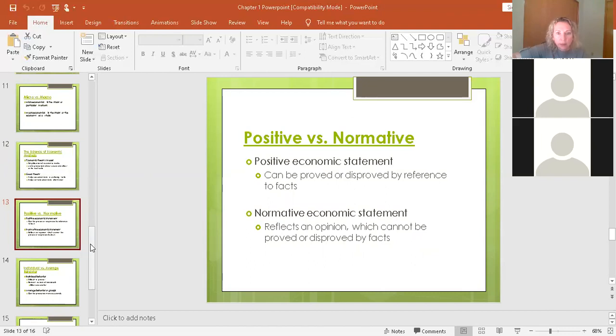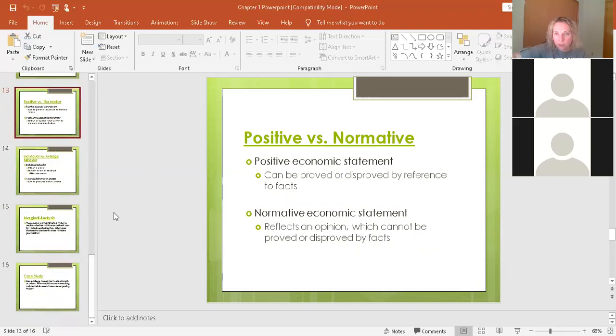Positive versus normative statements. This is just like fact versus opinion, but we've given it terminology. I think there's a joke that if you put 10 economists in a room, you'll end up with 14 different opinions, because economics is trying to predict human behavior, right? And there are a lot of different theories on how to do that and what it all means. But it's really important to make this determination, especially in economics. What is someone's opinion and what is actually proven by fact?